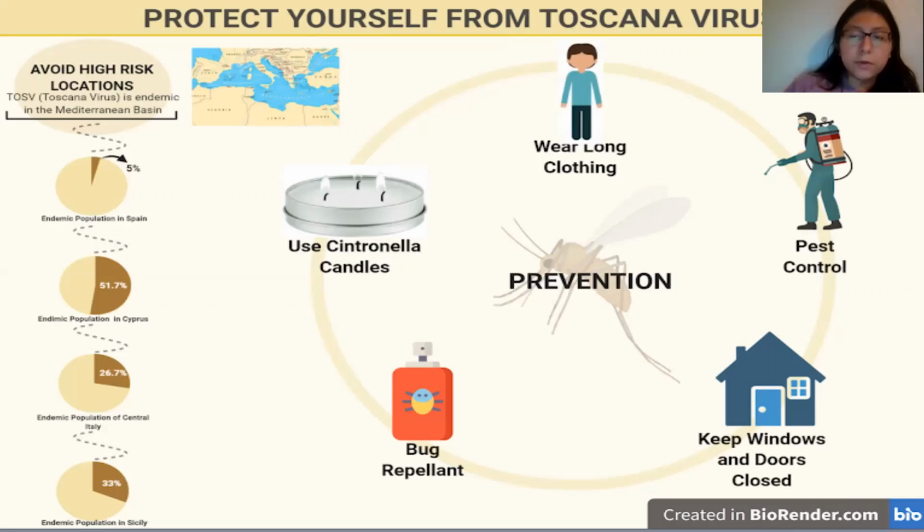More extreme ways to prevent contracting the Toscana virus is to straight up avoid high-risk locations, such as the Mediterranean basin, as it is endemic in that area. Avoiding it will ensure a lesser chance of contracting the Toscana virus.